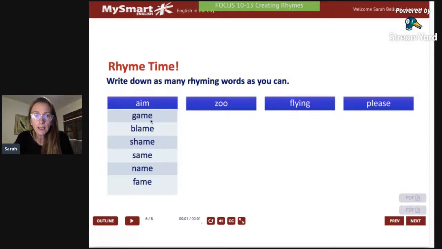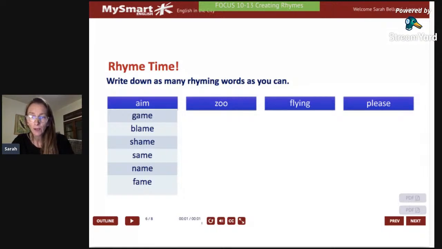Here we can see they have game, blame, shame. Shame is one we didn't get. Name and fame. Shame. Shame on you. Vergognati. Shame. To feel shame or to feel ashamed. We can say both. Both are similar.